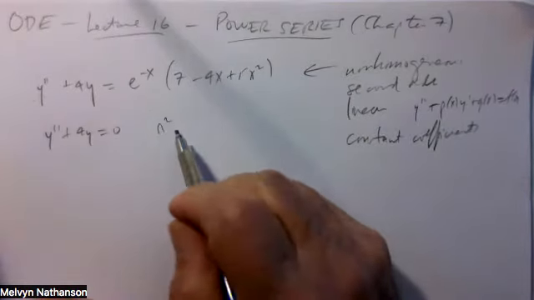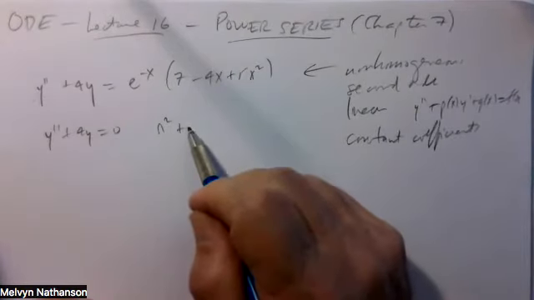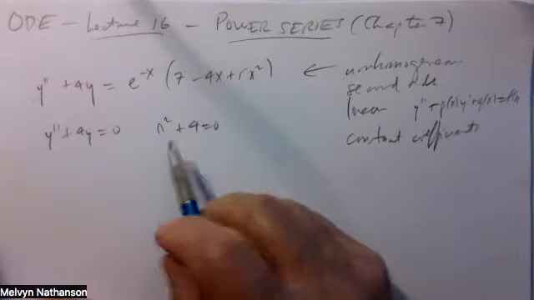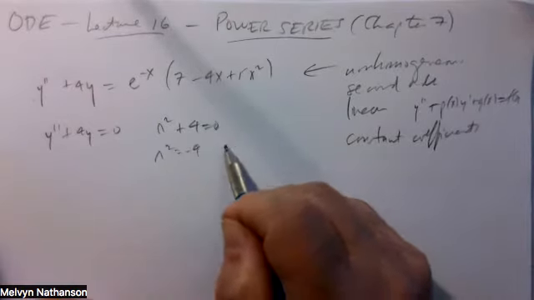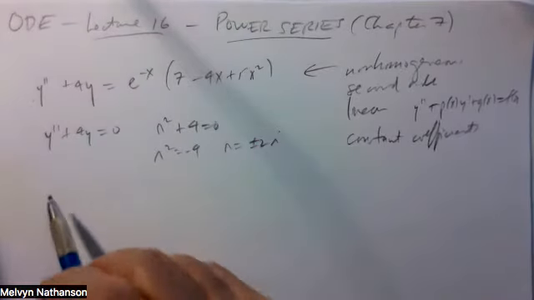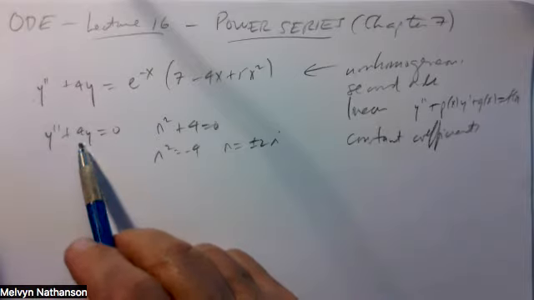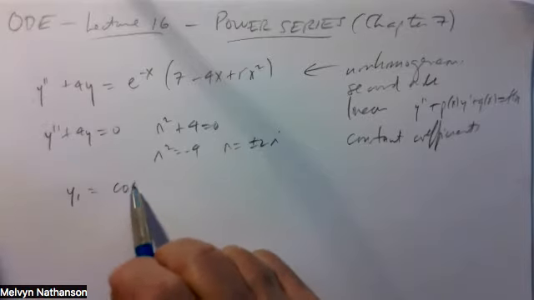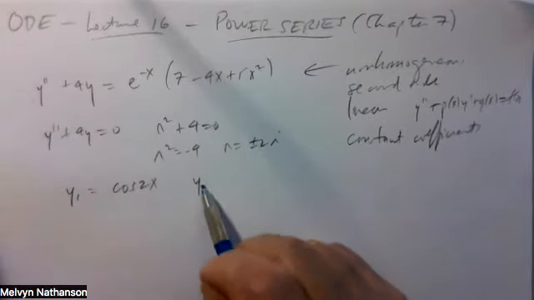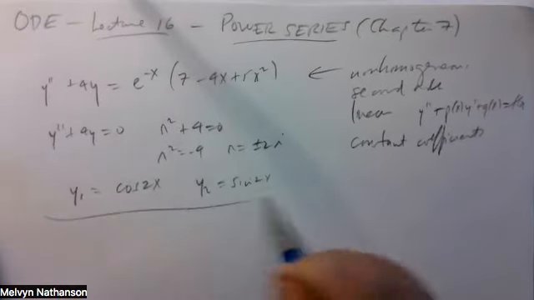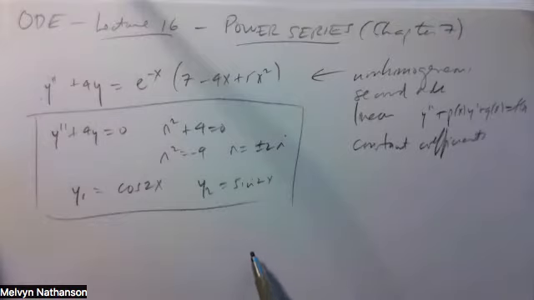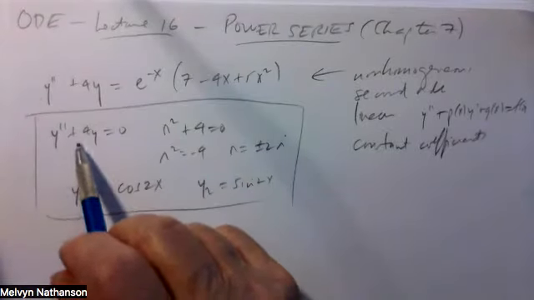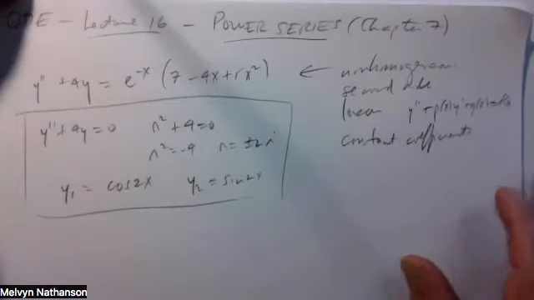But if not, you look at the quadratic equation, r squared plus 4 equals 0. So r squared equals minus 4, r is plus or minus 2i. So a fundamental system of solutions for the homogeneous equation is y1 equals cosine 2x and y2 equals sine 2x. So this we know from our study of homogeneous constant coefficient second order equations. And for the homogeneous equation, this is a fundamental system of solutions.